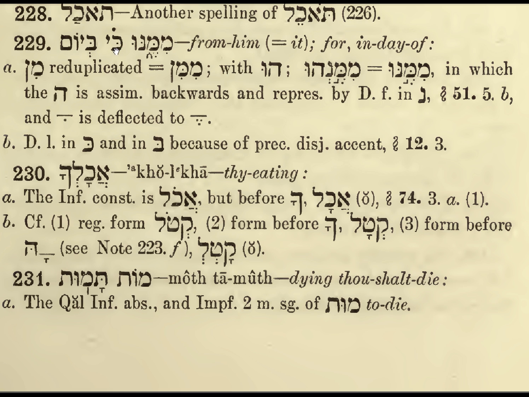There's a dagesh lene here in ki and in b, because here we have a disjunctive accent and here we have another one. So these words are separated by breaks, and so the vowel here doesn't run through to here, and this vowel does not run through to here.